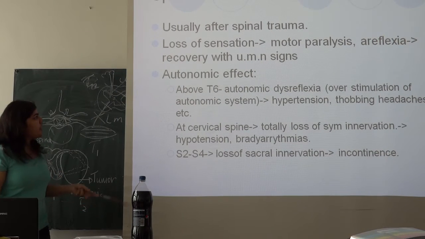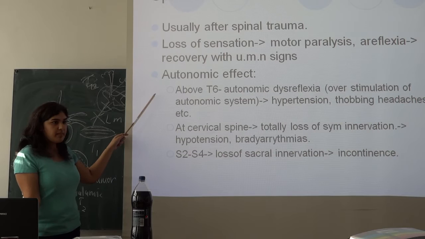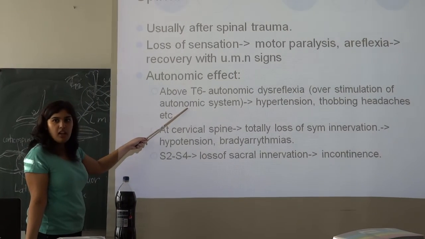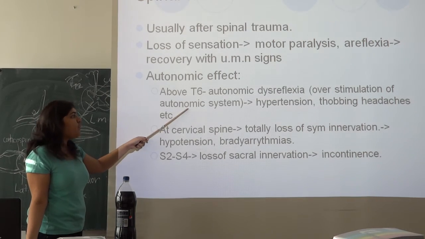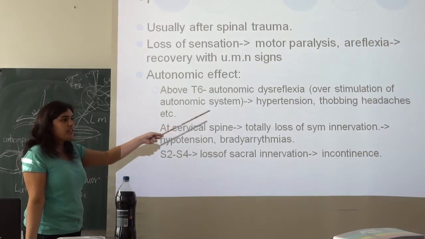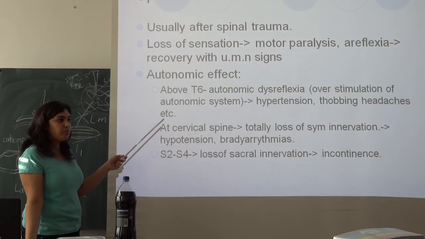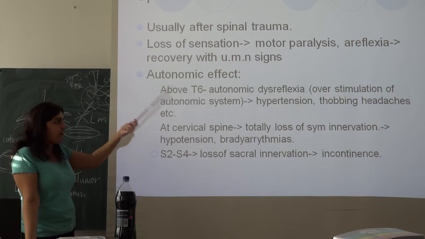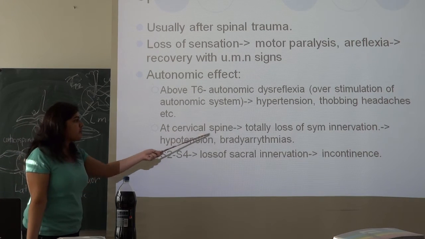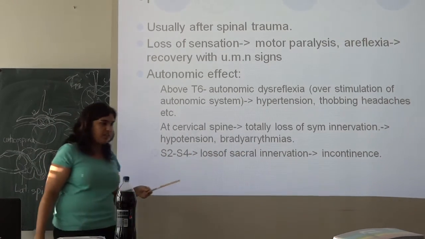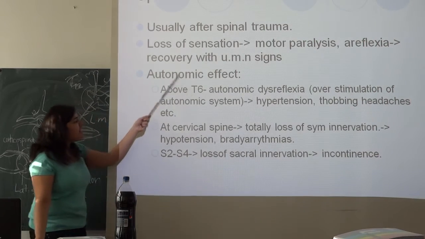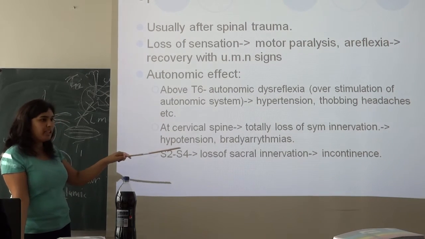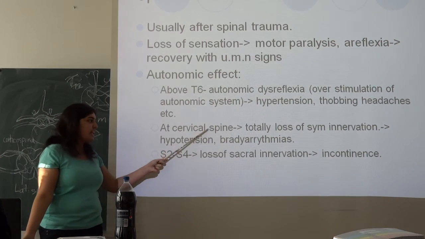Now, it also has an autonomic effect. If the spinal trauma was above T6, you will have overstimulation of the autonomic system, which would be what? Hypertension and throbbing headaches, more pronounced from the sympathetic system. But if it's at the cervical level, you will have understimulation or loss of your sympathetic innervation. So you will have hypotension and bradyarrhythmias. This can lead to death.